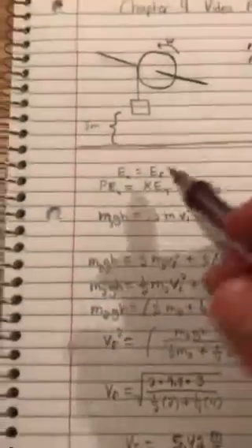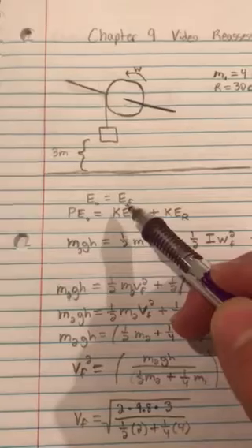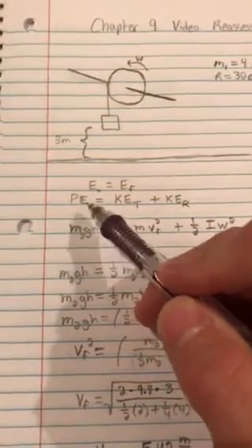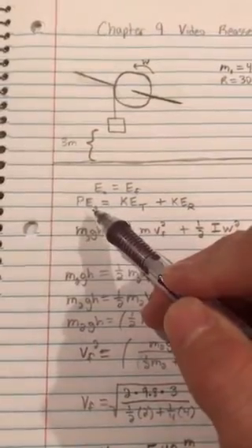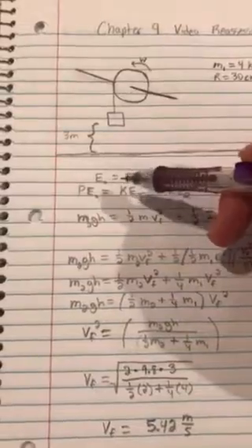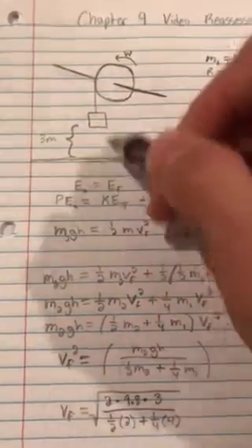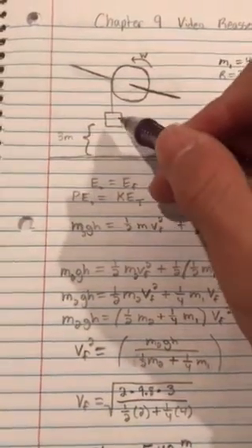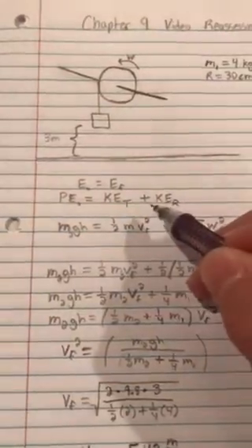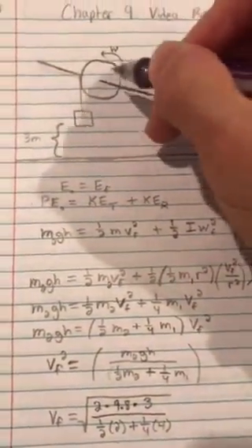We're going to get the energy initial of the whole system is equal to the energy final. The initial energy is just the potential energy of the block, because the block has potential energy to fall down. And then we have kinetic translational energy, because once it starts moving, the block just goes straight down. And then we have kinetic rotational energy because this disc is going to be rotating.